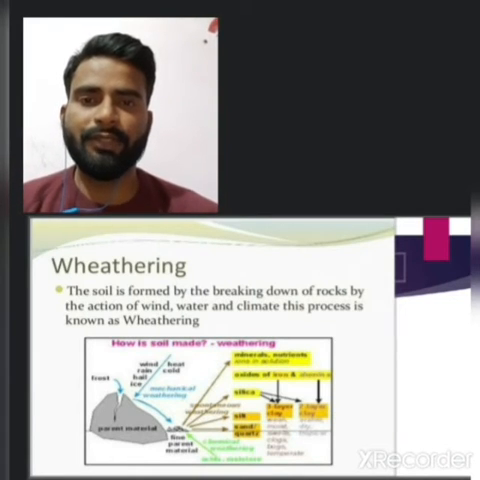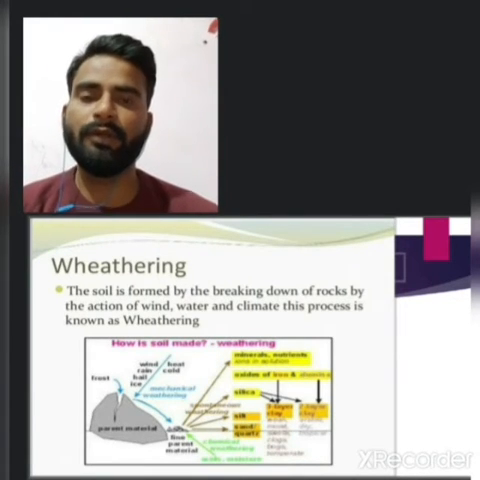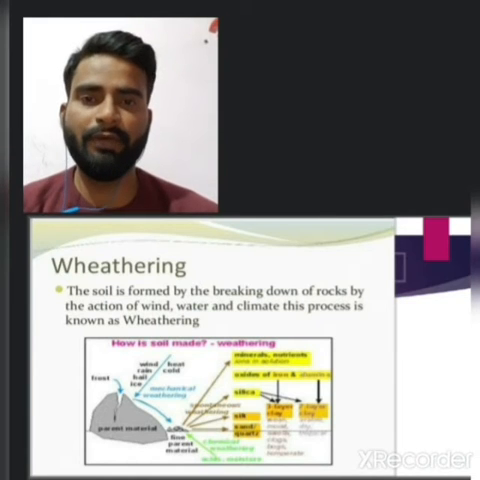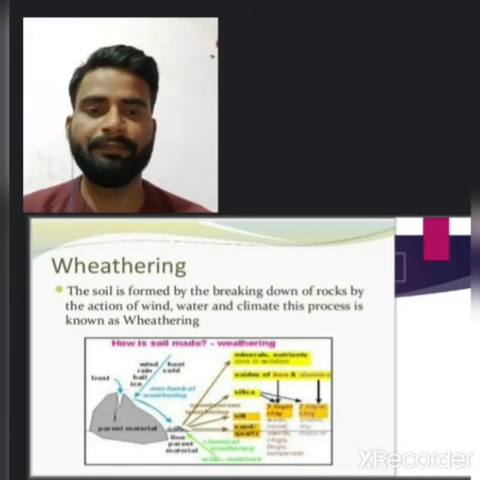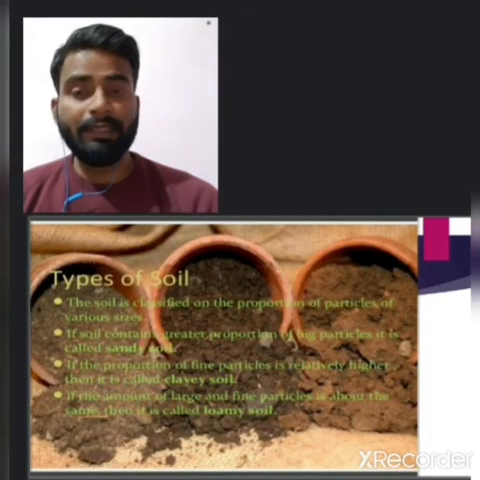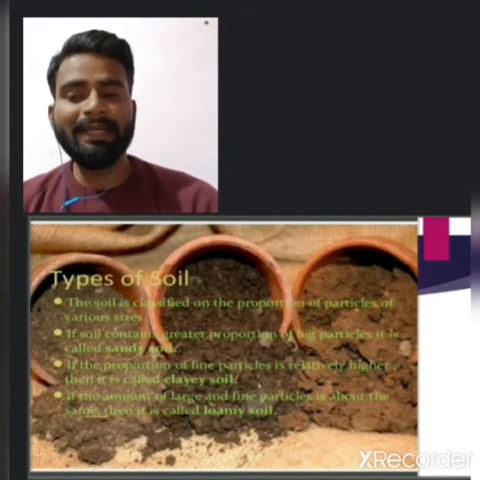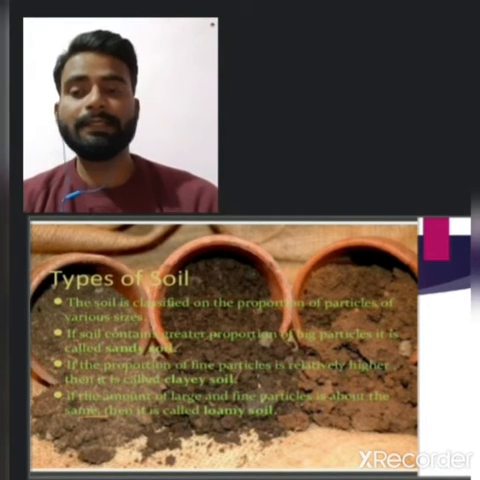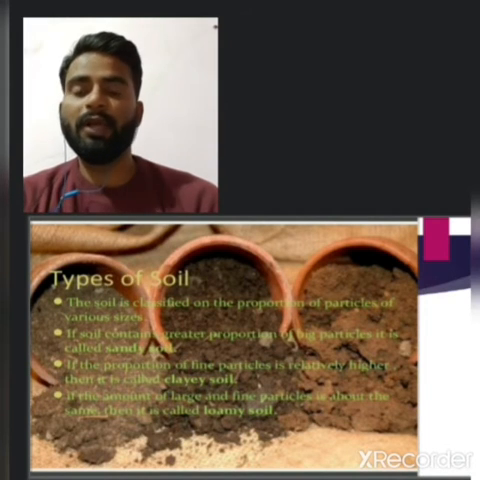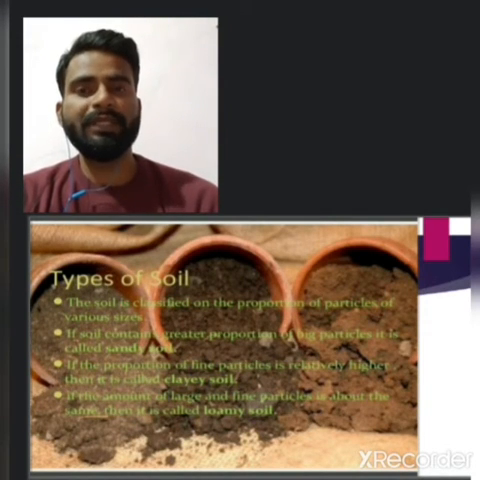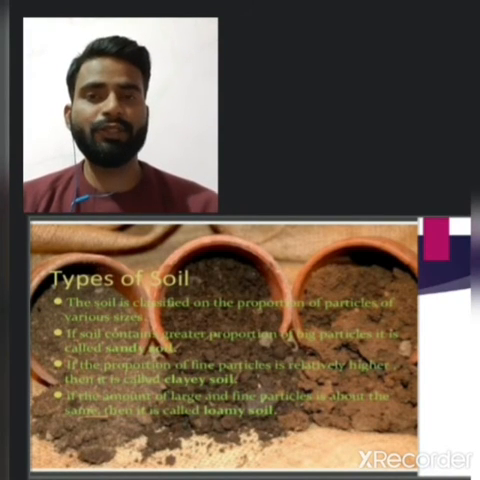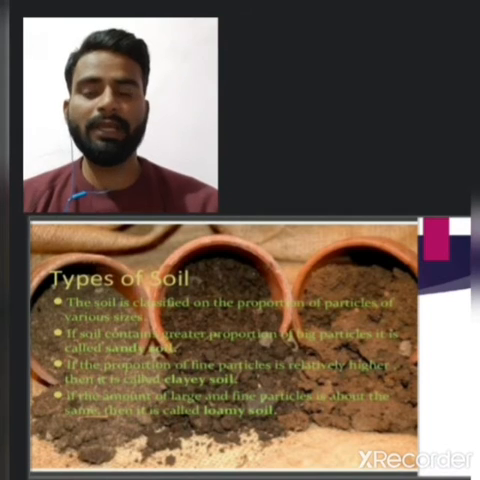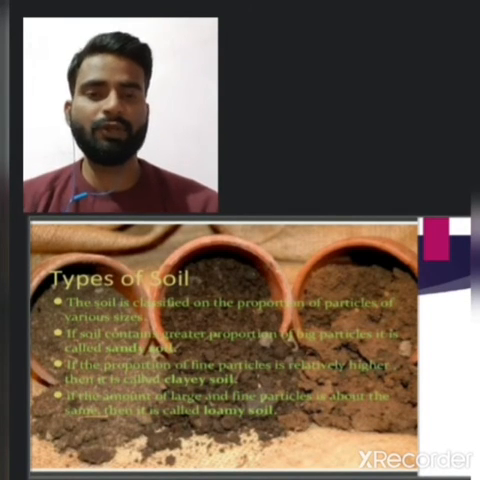Weathering. The soil is formed by the breaking down of the rocks by the action of wind, water, and climate. This process is known as the weathering process. Depending upon the relative amount of the particles and the texture, soils are classified into three main types. First one is the sandy soil, second one is clay soil, and third one is loamy soil.